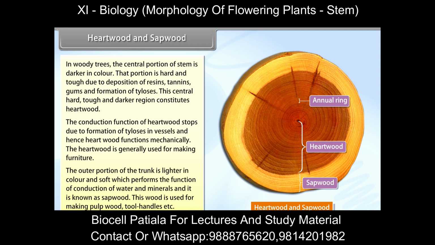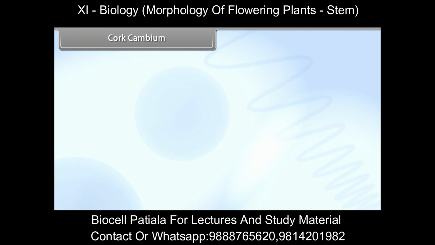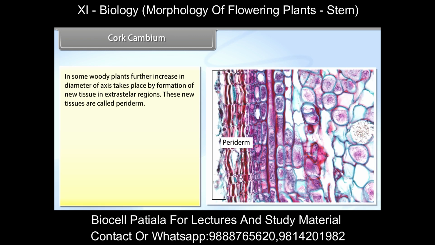The outer portion of the trunk is lighter in color and soft, which performs the function of conduction of water and minerals, and it is known as sapwood. This wood is used for making pulpwood, tool handles, etc. Cork cambium. In some woody plants, further increase in diameter of the axis takes place by formation of new tissue in extrastelar regions. These new tissues are called periderm.